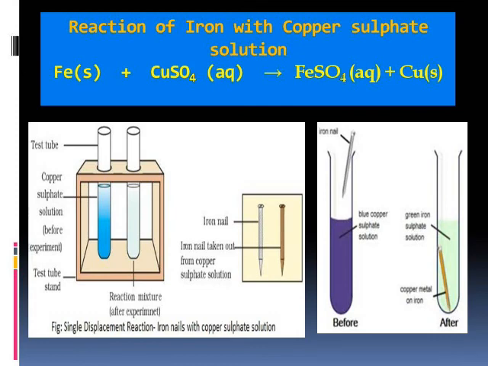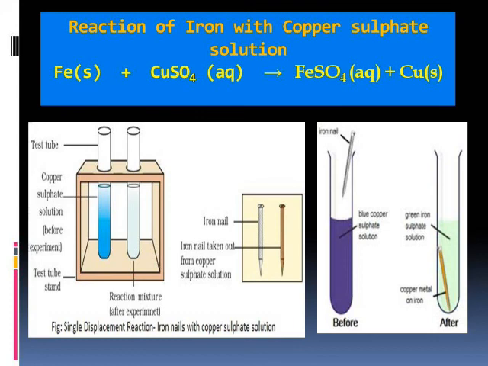When an iron nail is placed in copper sulfate solution, then the blue color of copper sulfate solution fades gradually and a green solution of ferrous sulfate is formed, and a red brown layer of copper metal is formed on the iron nail. In this case, iron is able to displace copper from copper sulfate solution. This is because iron is more reactive than copper.